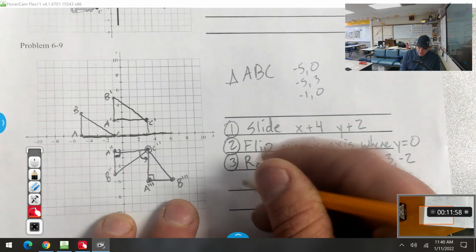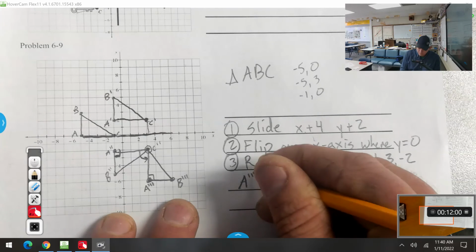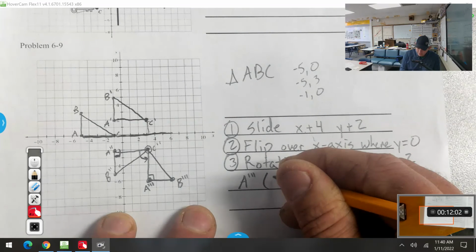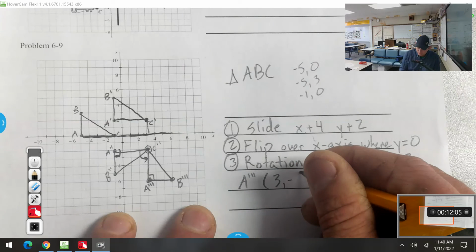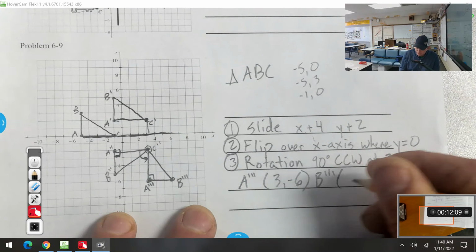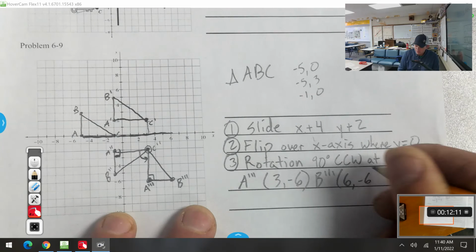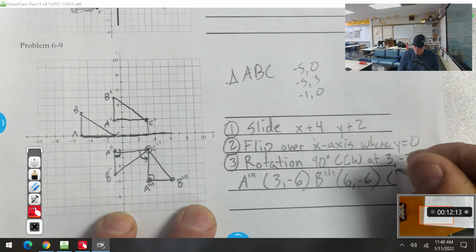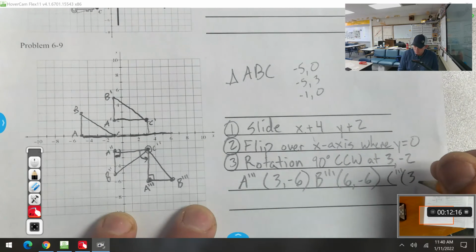I'm going to write down my final coordinates. A triple prime is at 3, -6. B triple prime is at 6, -6. And C triple prime is at 3, -2.